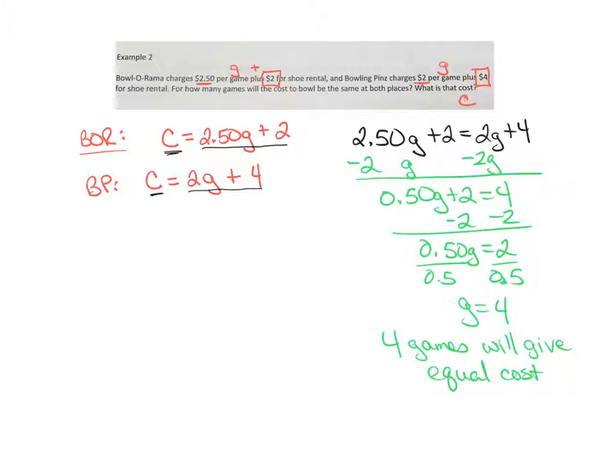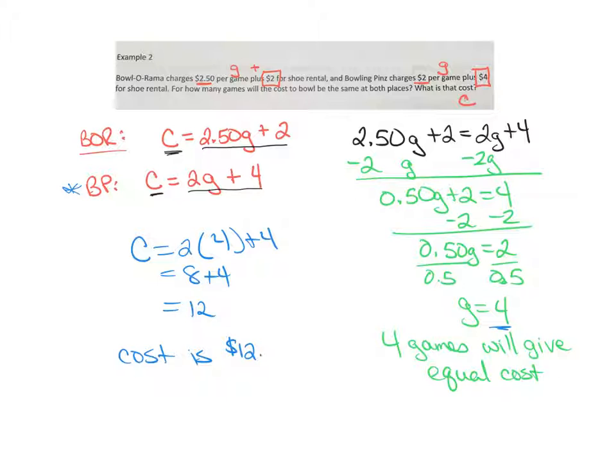Now, that's the answer to the first question. The second question is, what is that cost? So what we do is we plug our 4 games back into either one of our equations to find out how much that would cost. So let's go with this second equation right here. Cost equals 2 times g, which is 4. We substitute that in for g, plus 4 equals 8 plus 4, or the cost is 12. So you would say that the cost is $12, and you do want to show it as dollars, not just the number.